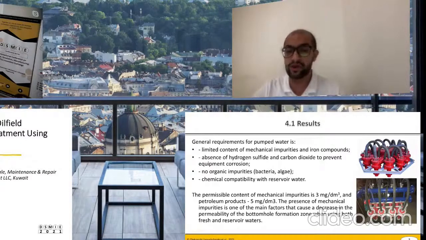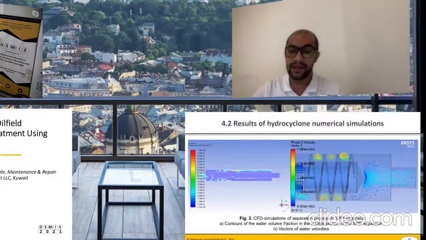The degree of oil wastewater purification is determined individually for each oil well. The permissible content of mechanical impurities is 3 milligrams per cubic decimeter, and petroleum products 5 milligrams per cubic decimeter. The presence of mechanical impurities is one of the main factors that cause a decrease in the permeability of the bottom hole formation zone when using both fresh and reservoir waters. Next slide.